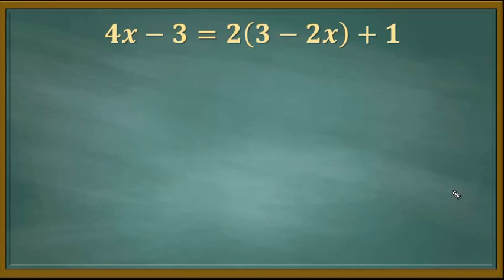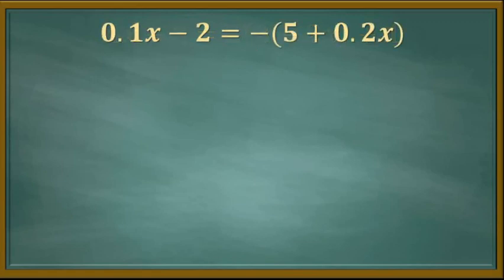Right. Next equation. Let's try and solve the equation 0.1x minus 2 equals the negative of the quantity 5 plus 0.2x. Now, don't be scared that we see some decimal numbers here as multipliers of the variable, because after all, they are just numbers. So again, don't be scared of decimal numbers.